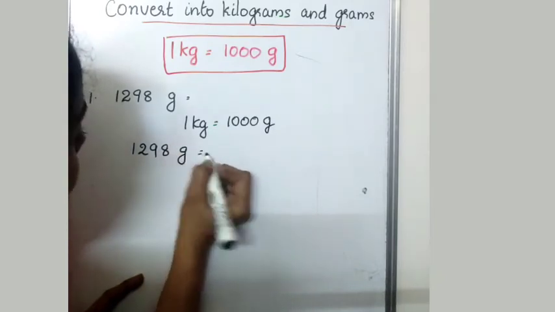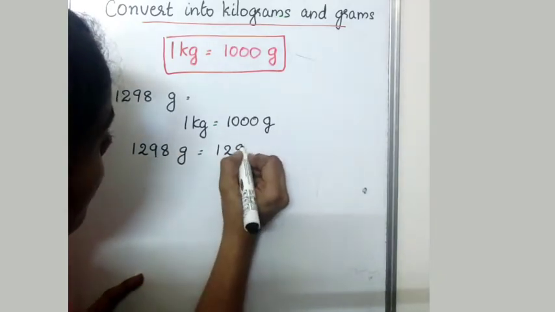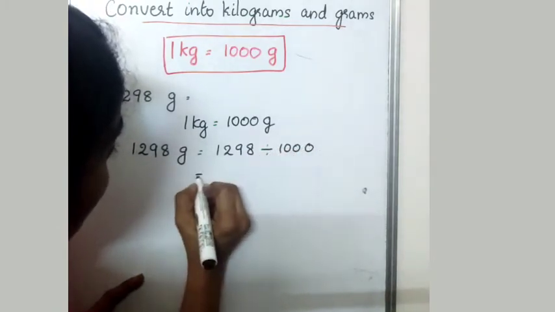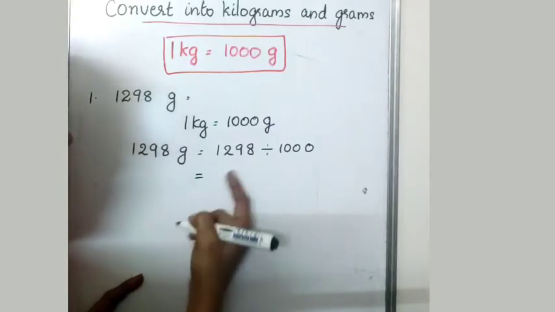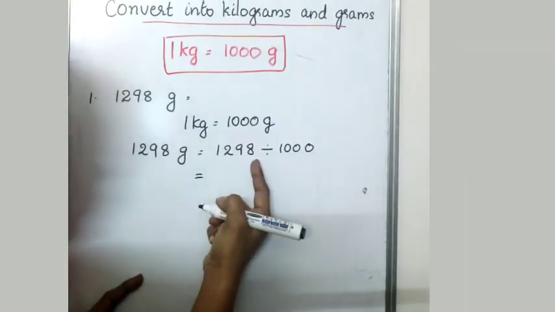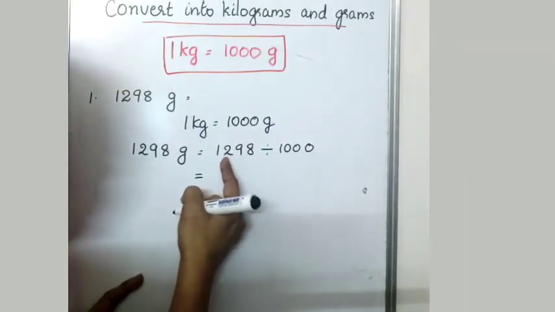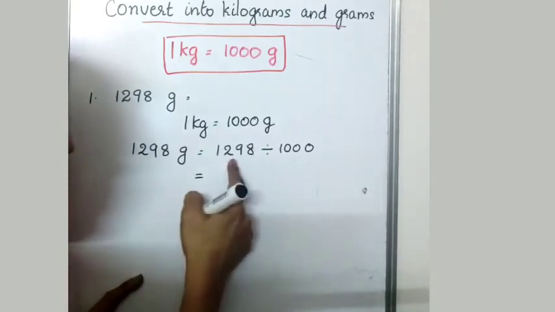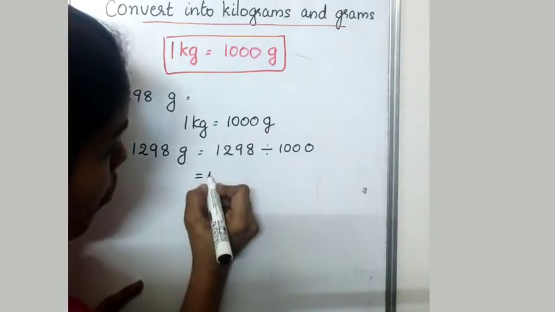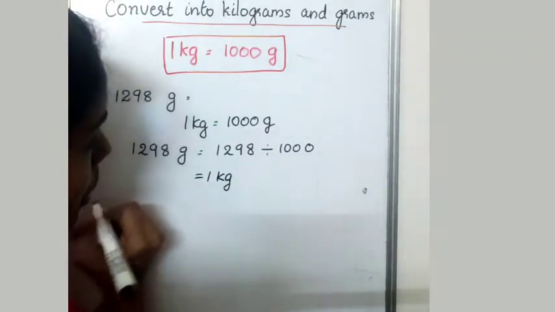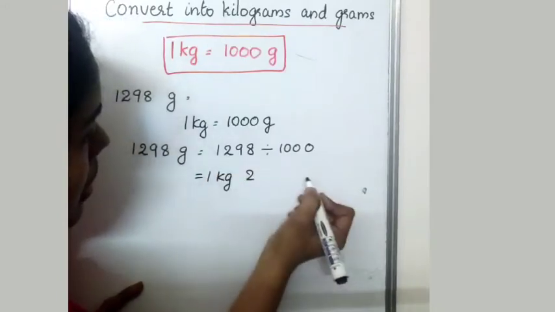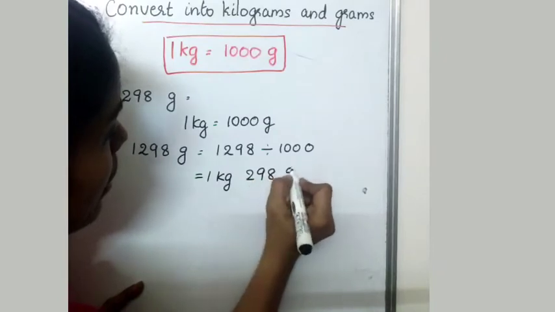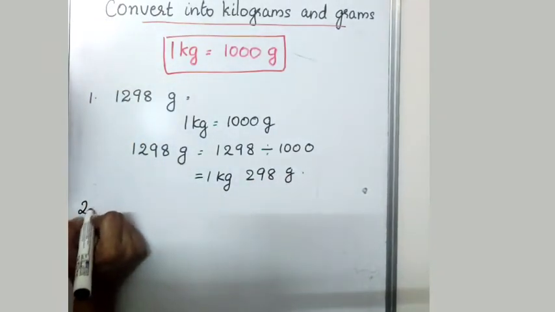1298 gram equal to 1298 divided by 1000. How many zeros? 3 zeros. So count 3 places: 1, 2, 3. This much is the gram and this is the kilogram. This is the remainder, this is the quotient. So the quotient is the kilogram and the remainder is the gram. 1 kilogram 298 gram.